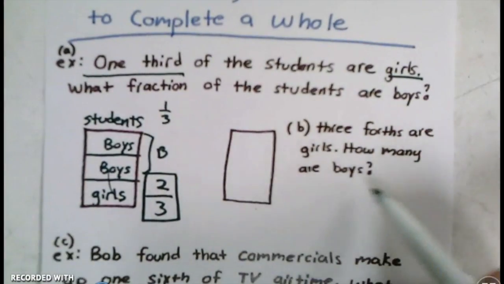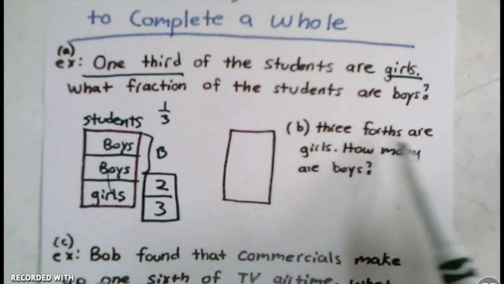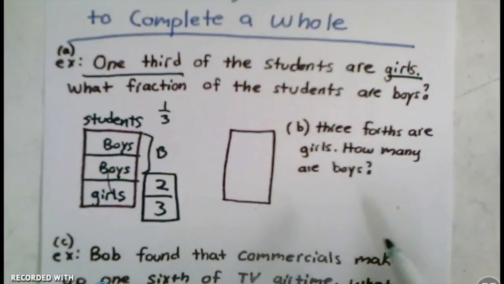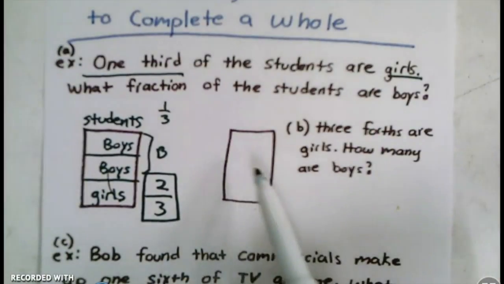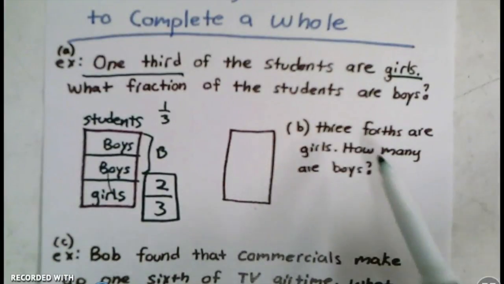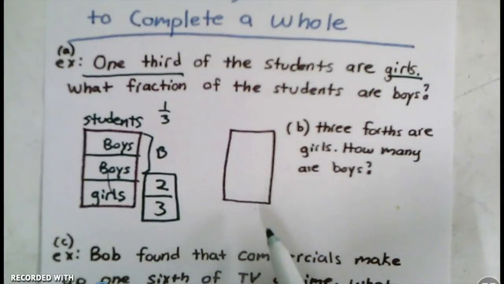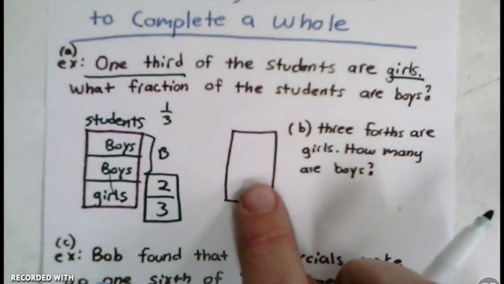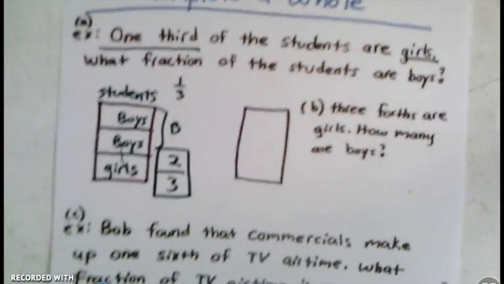This is just one for you to try. So 3/4 are girls. How many are boys? I'm going to divide this into how many spots? 4. And then I'm going to mark off 3 of them for girls and figure out how many would be for boys. So you can go ahead and do that work in this spot and put your answer there.